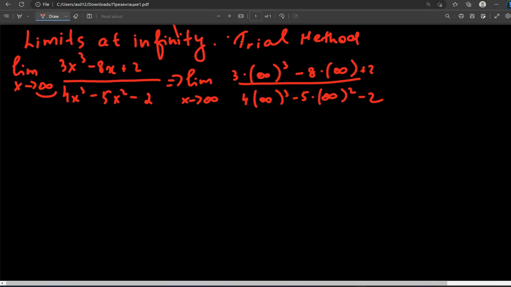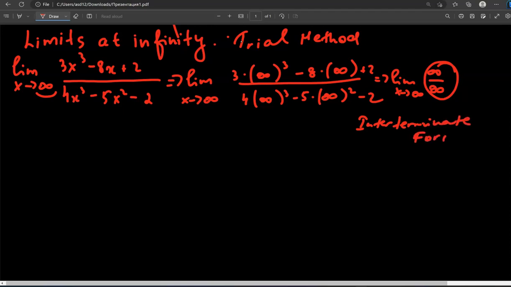Logically, it's obvious: if you put in infinity, everything is going to convert to infinity, right? In this case, the limit as x approaches infinity is infinity over infinity. It means that this form is not solvable; we cannot solve this problem directly. This is called an indeterminate form. So, to solve this, we have one of the greatest methods for this limit.